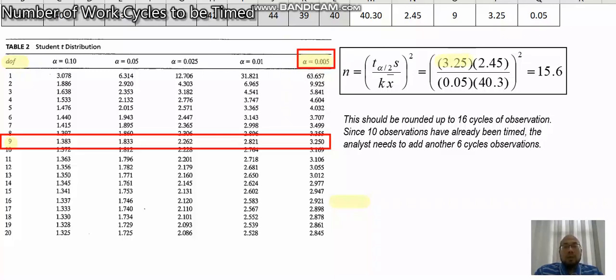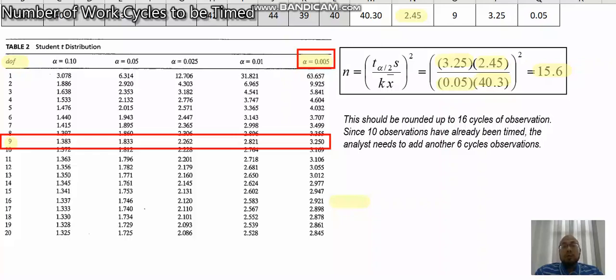The standard deviation is 2.45. The average is 14.3. And the acceptable error is 5% or 0.05. So from this analysis, n is 15.6. So the conclusion is this should be rounded up to 16 cycles of observation.